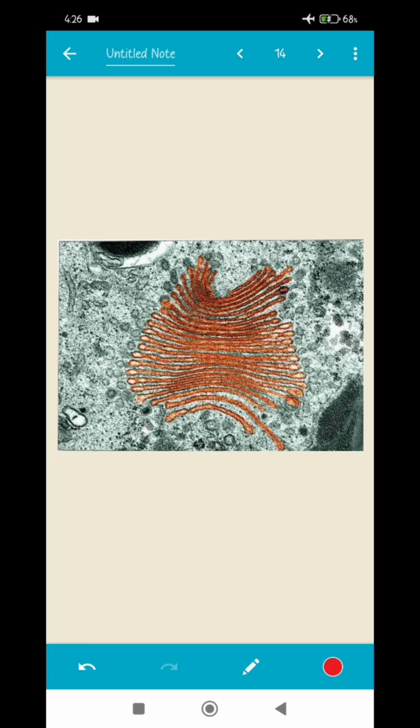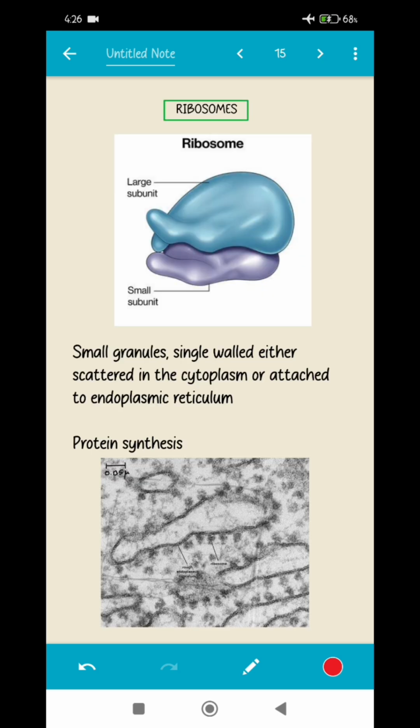Now coming to ribosomes. Like we discussed before, ribosomes look like small spheres, but they are actually composed of two subunits, a large subunit and a small subunit. What is their role? You are going to study that in class 12. So what are these basically? These are small granules and they are single walled, and they are either found scattered in the cytoplasm, or attached on the outer surface of the endoplasmic reticulum, and their main function is protein synthesis.